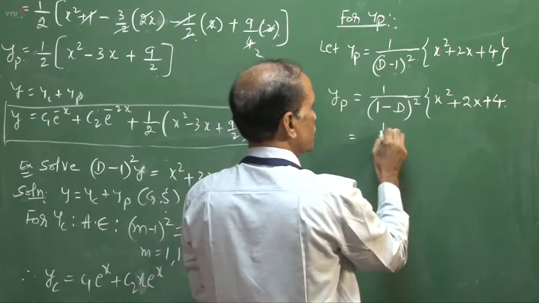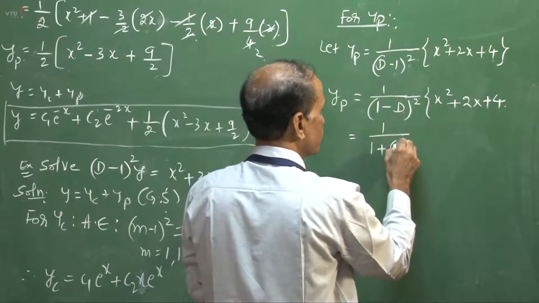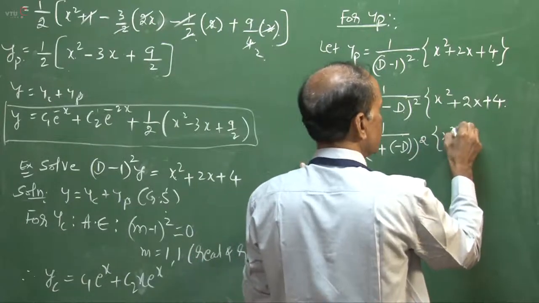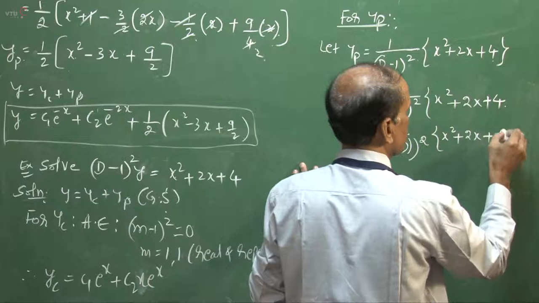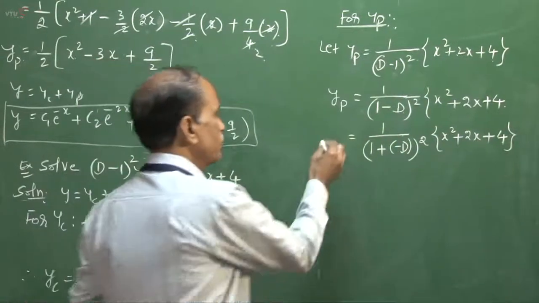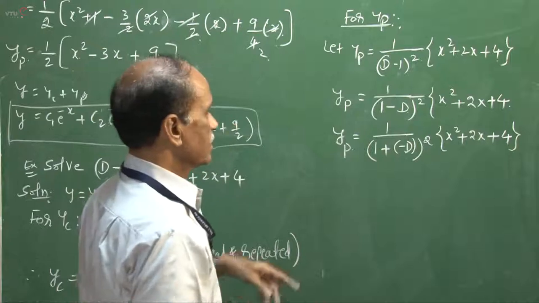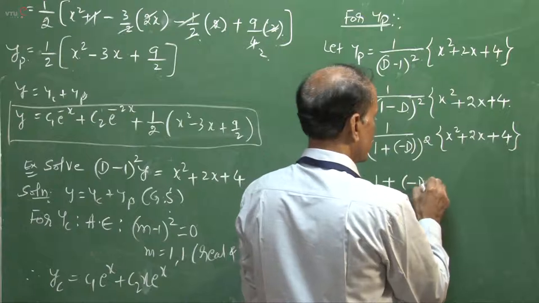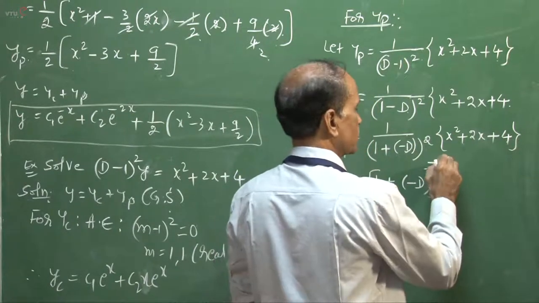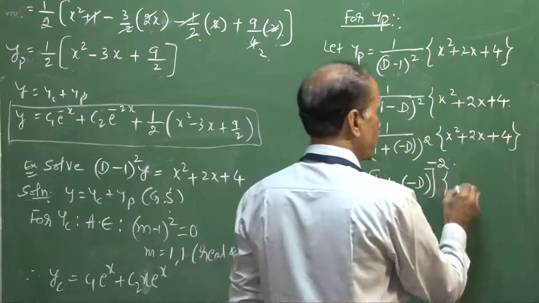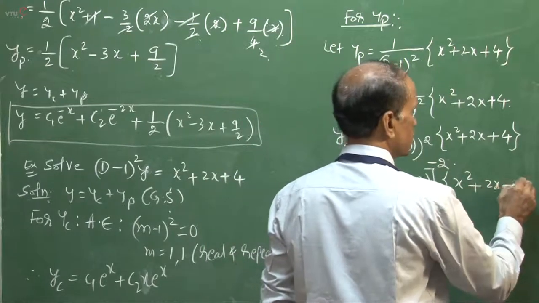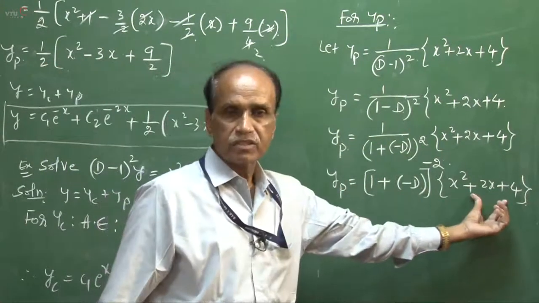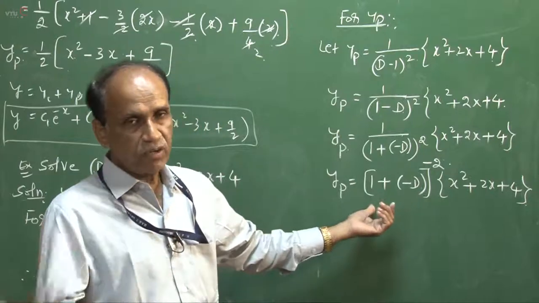This I am going to take as 1 divided by (1 plus of minus D) to the power 2, to be operated on x square plus 2x plus 4. This is for yp. Then how to write it in the numerator? yp is equal to (1 plus of minus D) whole to the power minus 2, to be operated on x square plus 2x plus 4. This is an operator, this is a function. The derivative operator should be operated on the function.